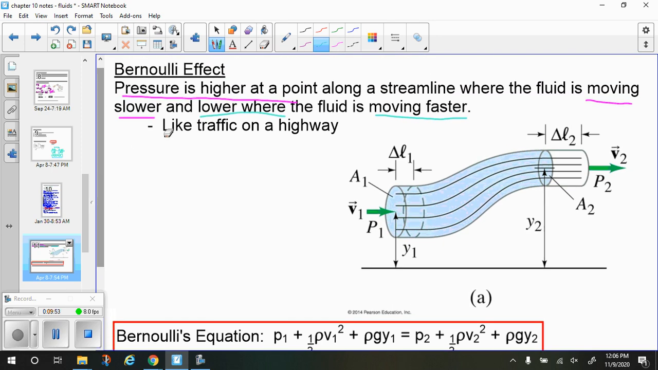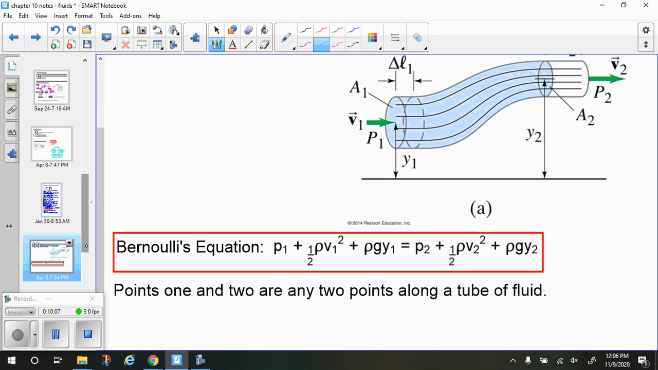So if you think about pressure in terms of traffic, if the pressure is higher, then the vehicles are going to move more slowly. If the pressure is lower, so traffic is less, the vehicles will move faster, the particles will move faster.